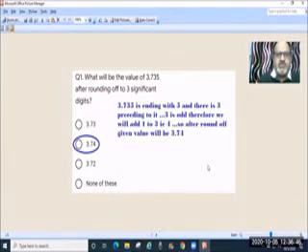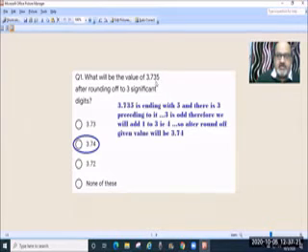The first question of the test was: what will be the value of 3.735 after rounding off to 3 significant digits. So we have to round off this to 3 significant figures. Now see, this has 4 significant figures: 3, 7, 3, 5. So to round off, we have to remove this 5. But this is 5, so the preceding digit is 3, which is odd. So the rule says if you wish to round off 5, if the preceding digit is odd, add 1.